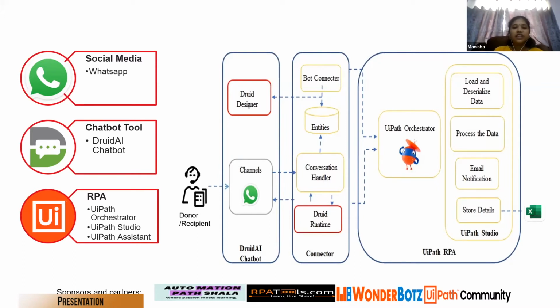Now, this chatbot is integrated with UiPath RPA. After collecting his details, the request entity is sent to the UiPath Orchestrator. From the Orchestrator, we are getting that queue item in the UiPath Studio, and we will deserialize the data. After processing the data, we will store the details in an Excel sheet as well as send the automatic email response to the user based on whether he is a donor or recipient.